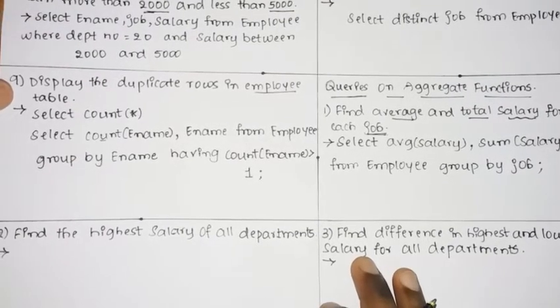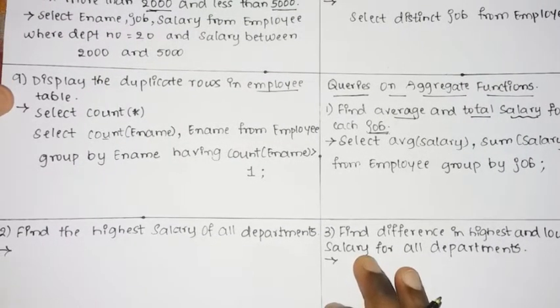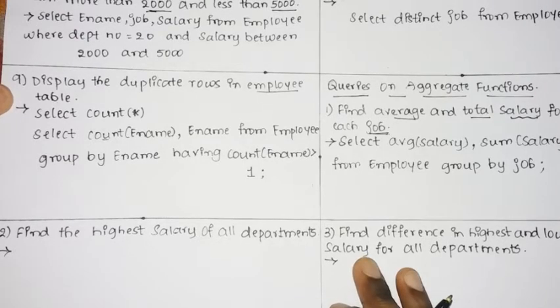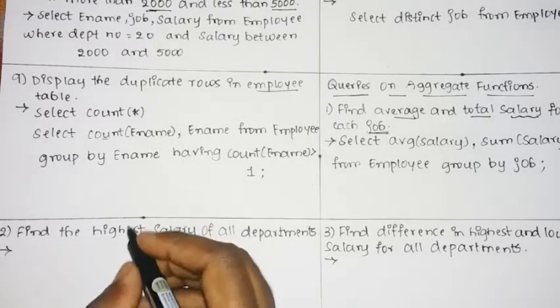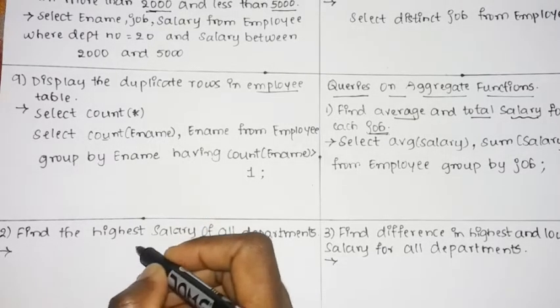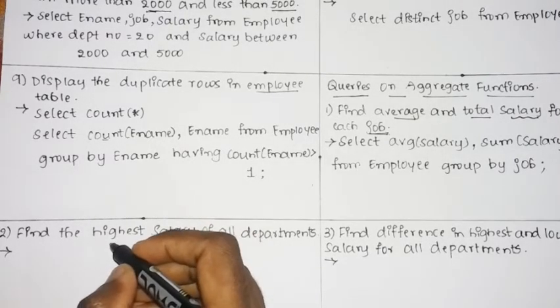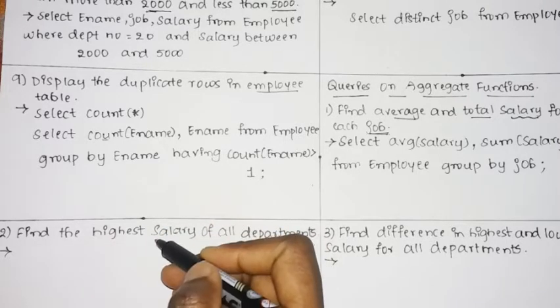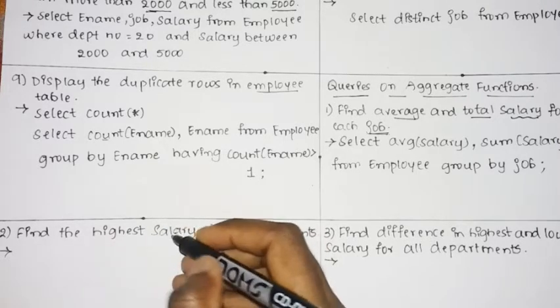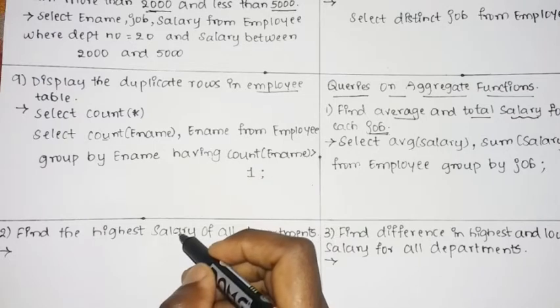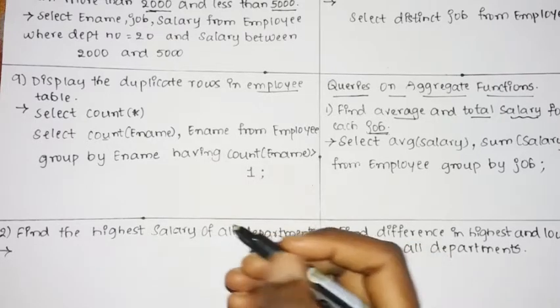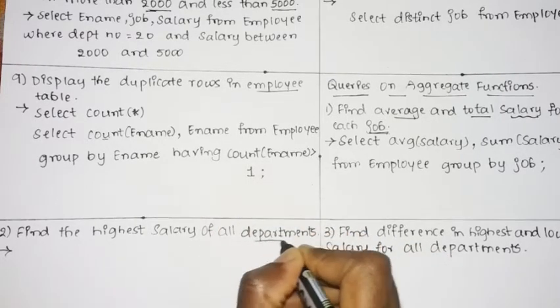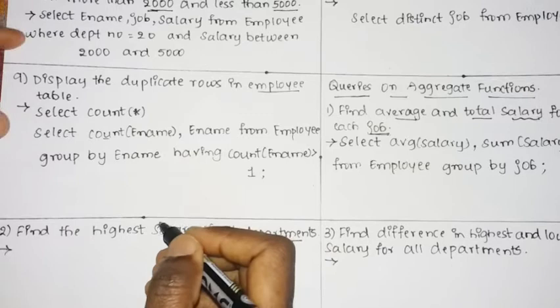the highest salary of all the departments. So how to calculate the highest salary for all the departments? We shall see how to write the query for this. To calculate the highest salary, we have the max of salary, and to calculate the minimum salary, we have a min of salary. Of all the departments, they have particularly specified for the departments, you need to calculate the highest salary.